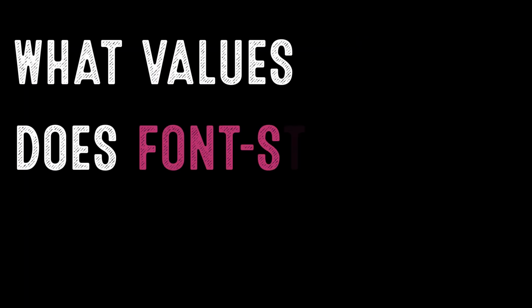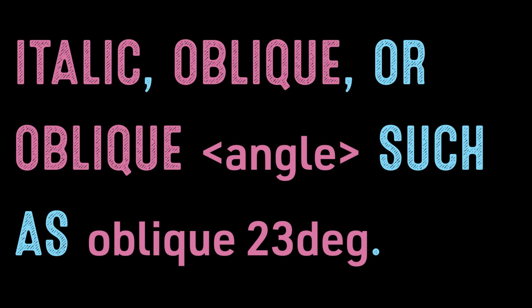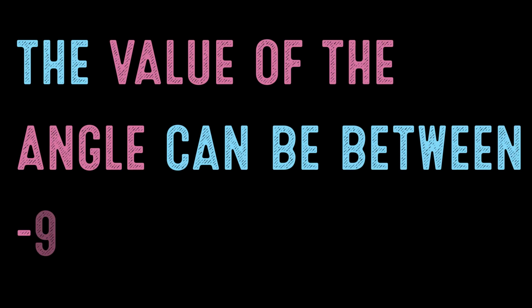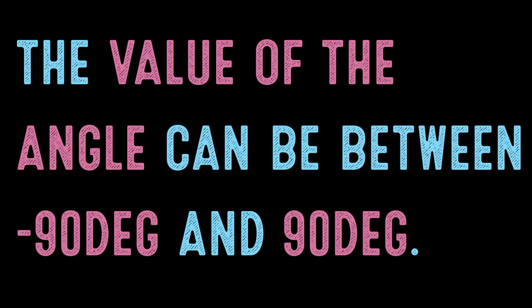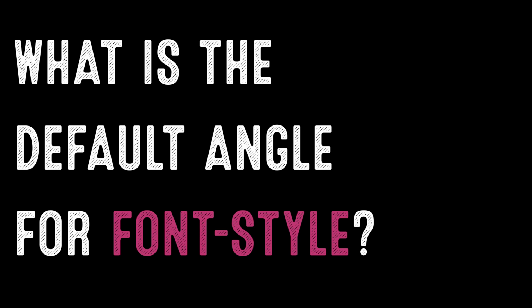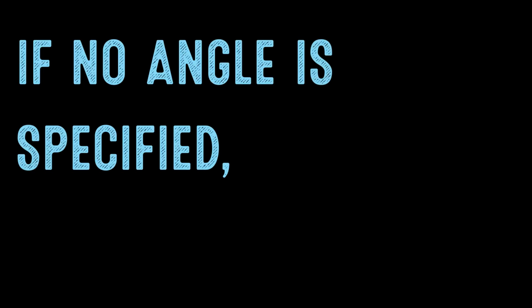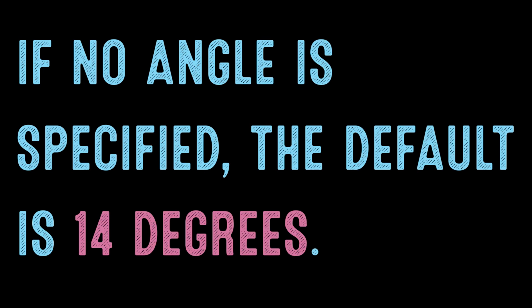What values does font-style accept? Font-style accepts the values of normal, italic, oblique, or oblique with an angle specified, such as oblique 23 degrees. The value of the angle can be between -90 degrees and 90 degrees. What is the default angle for font-style? If no angle is specified, the default is 14 degrees.